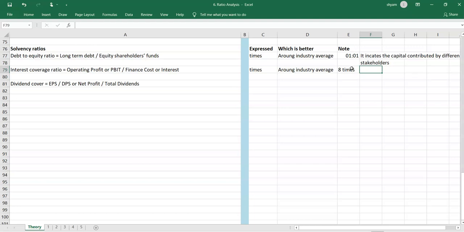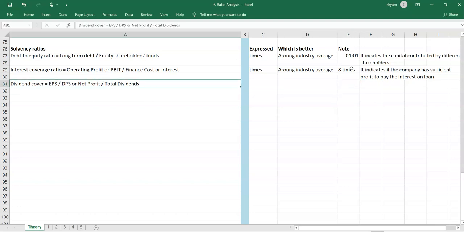So what this ratio indicates is if the company has sufficient profit to pay the interest on loan. Okay, so that's what it indicates.